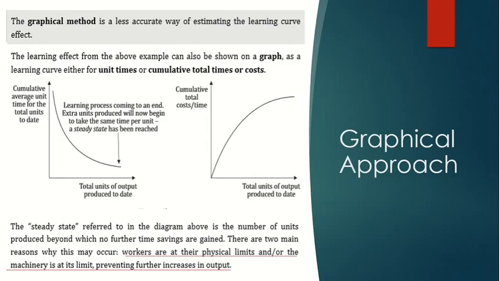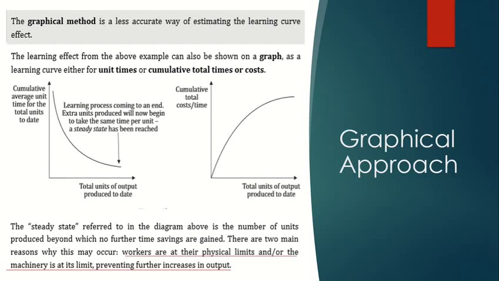So we are moving to the next method. It is the graphical method. The graphical method is very straightforward. Here you can see the graphical method is a less accurate way of estimating the learning curve effect, but in your examination there won't be any computation on this. We are using a graph to explain the learning curve impact. This is for understanding purposes, but in your examination they won't test that much in this area, as per my prediction. But it's better to know about this approach as well.